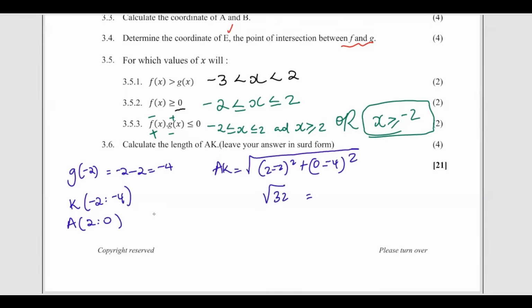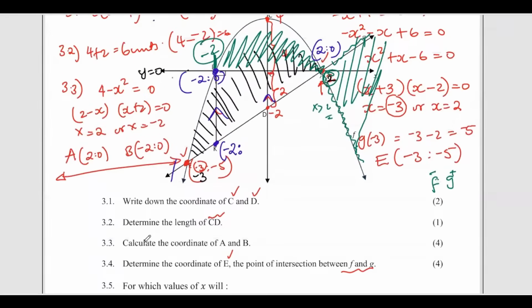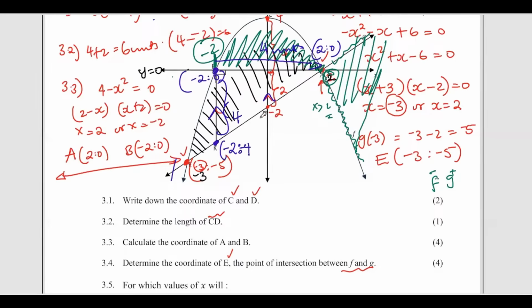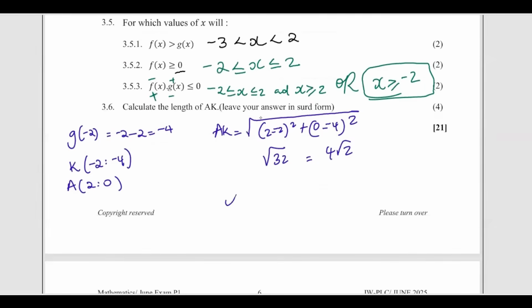And then the square root of 32 is the same as 4 root 2. Okay, so that is that. Alternatively, if I use Pythagoras, I know that this top part here will have 4 units. And since this is a -4, it means that we also have 4 units here. So if we use Pythagoras, it's going to be 4 squared plus 4 squared, which becomes the square root of 32, which is 4 root 2 units.